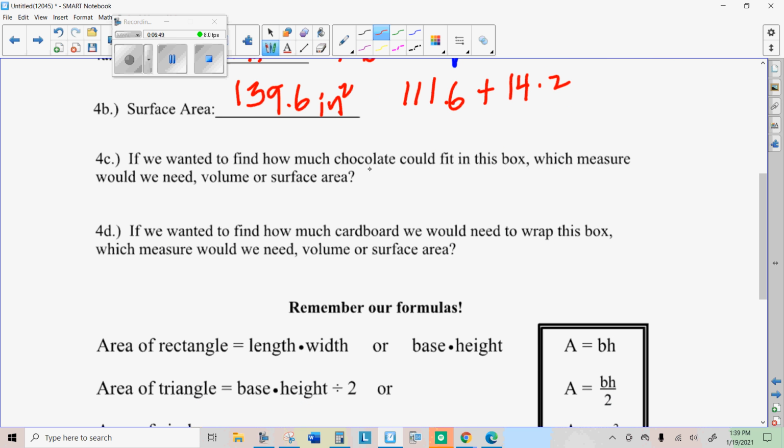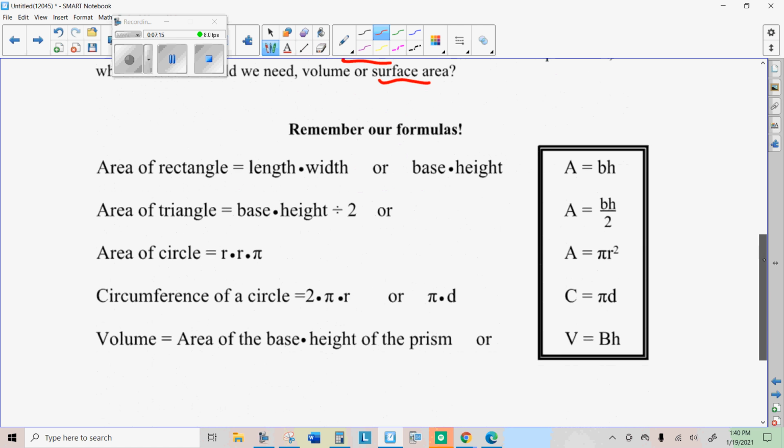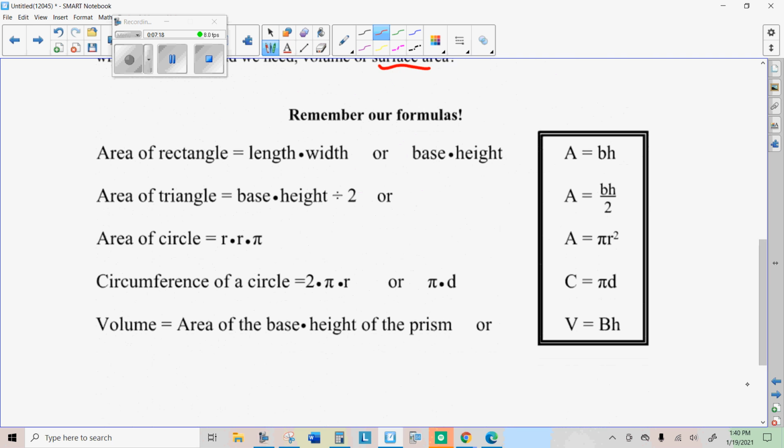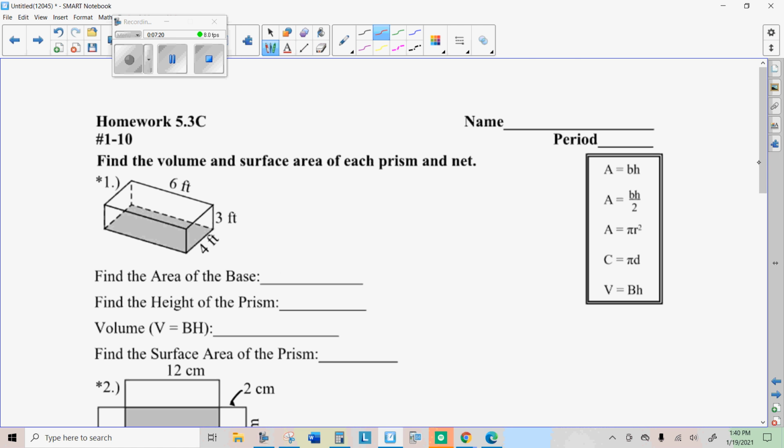If we want to find out how much chocolate could fit in a box, which measure would we need, volume or surface area? Go ahead and figure that out. You should have said volume because you're trying to figure out how much fits in there, not how much cardboard you need. If you're doing how much cardboard you need to wrap the box, then you're doing a flat pattern, a net, which is surface area. Okay, so here's all the formulas you're going to use. And you can go ahead and try that homework, see how it goes, and we'll talk to you soon.